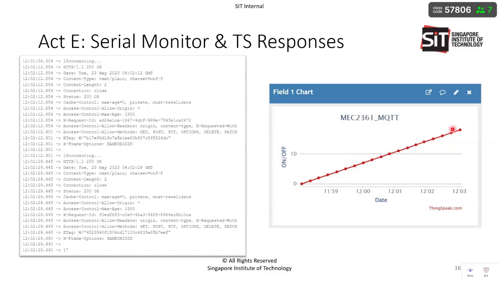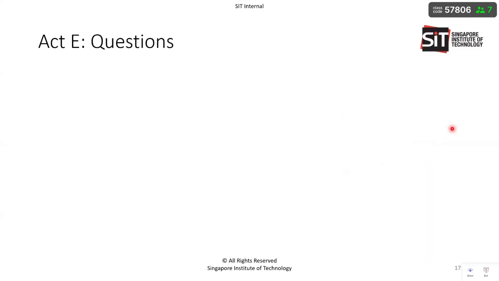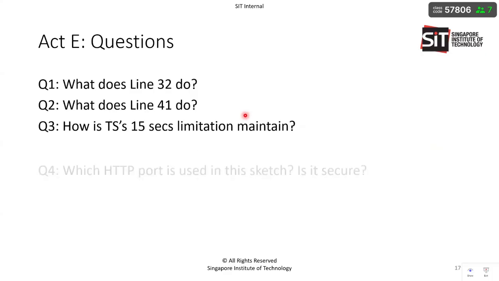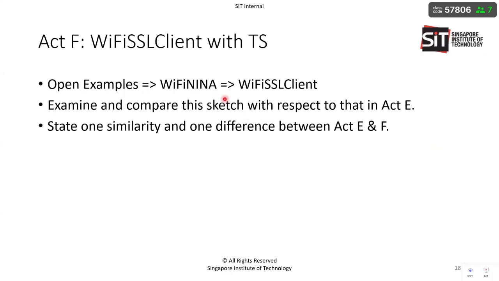Going through activity E will definitely help you in the next activity. Some of these questions we'll go through in class, so I'll skip. Activity E lets you understand the TCP connection to a server. For activity F, this is the part where it becomes a bit tricky.